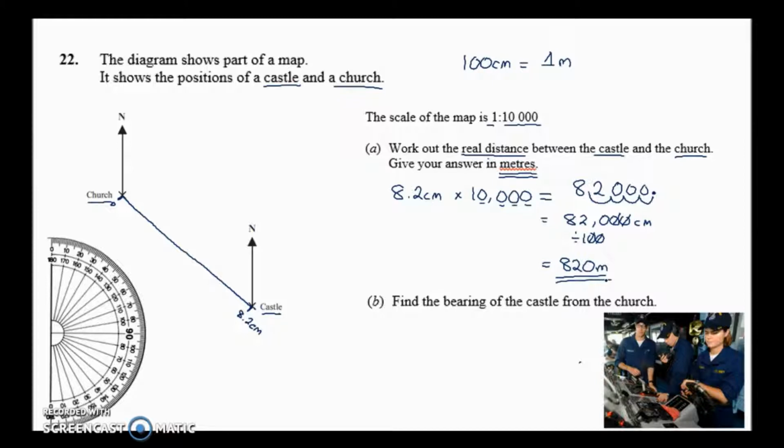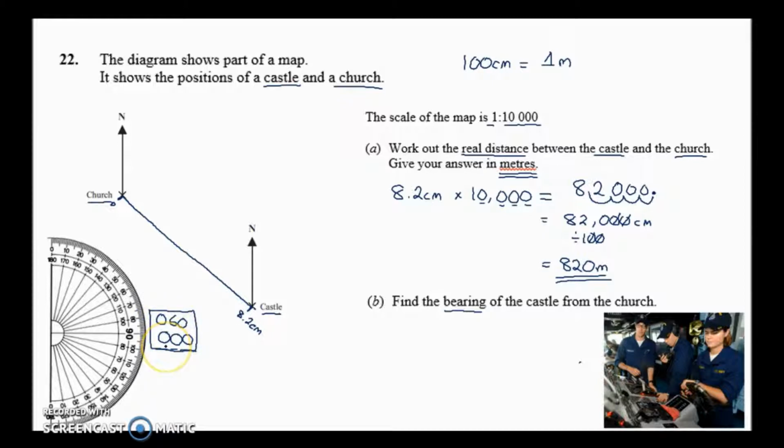Part B, it says find the bearing. Now bearings, there are some rules with bearings, aren't there? 3 rules. The first rule is it has to be 3 figures. When you're doing bearings, you need your compass to measure the angle, but you need an answer that has 3 figures in it. 1, 2, 3. So 3 numbers in every answer that you give. So if you had a bearing of 60, never write 60. You must write 060.